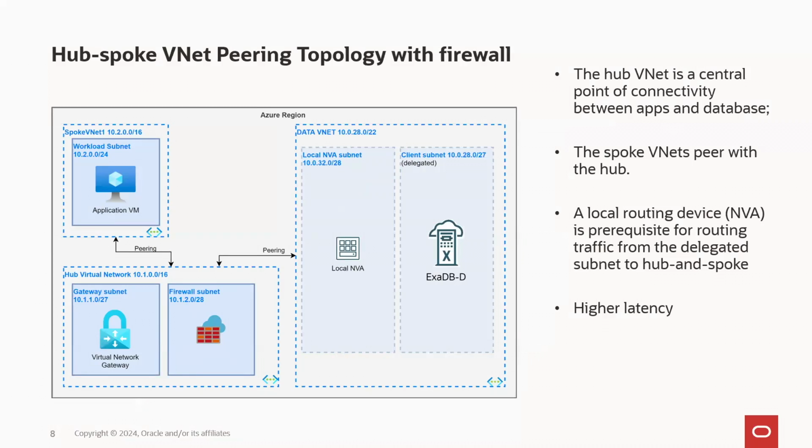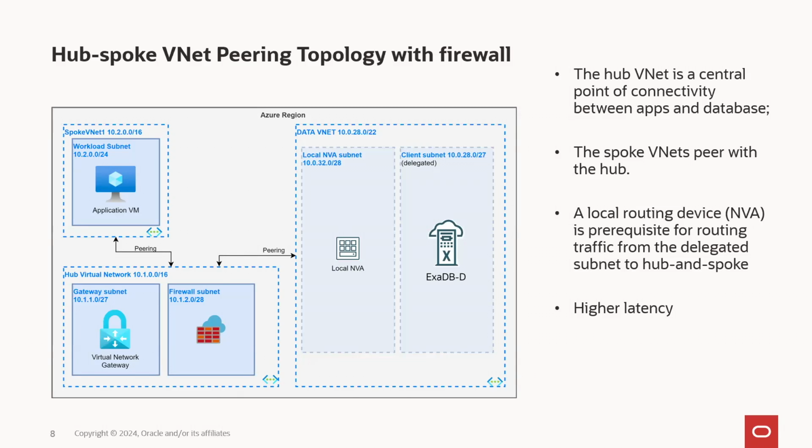Yeah, definitely this is the one which is hub and spoke, mostly for complex deployment scenarios. I think this is the most common network pattern. In this hub and spoke, the VNet of ODAA is peered to the hub, and the other applications also peer to the hub. So applications connect to ODAA via the hub VNet. There are a couple of things we have to be mindful about here. One is the local NVA requirement. It is a prerequisite for routing traffic from a delegated subnet of ODAA to hub and spoke.